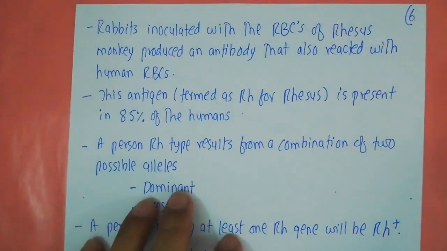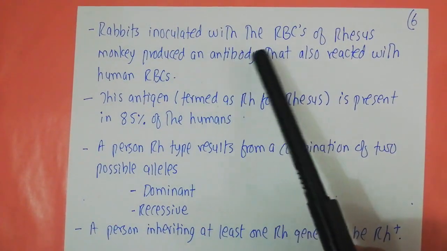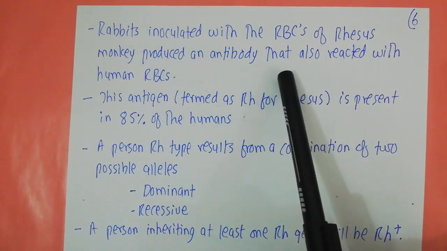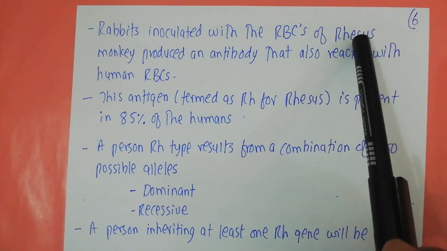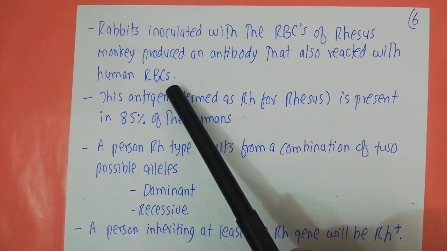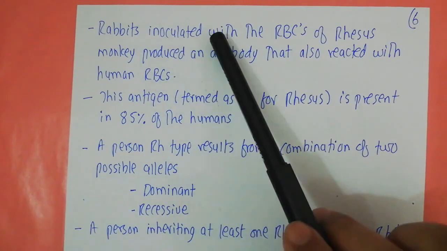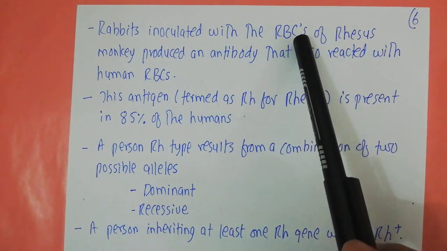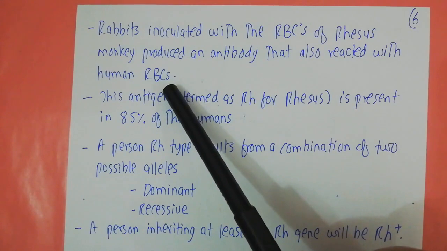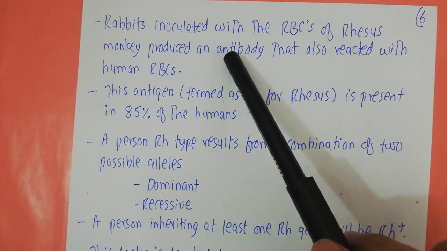Now, how did they discover this? Rabbits were inoculated with the RBCs of the rhesus monkey and produced a specific antibody against the RBCs of the rhesus monkey, and those antibodies also reacted against human RBCs. This means that the RBCs of the rhesus monkey and the human are sharing something, because the same antibody reacts against the RBCs of both. That led to the discovery of the Rh factor or the D antigen.